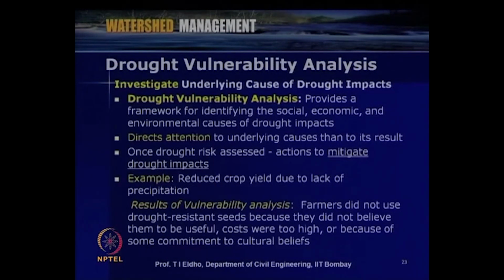Once drought risk is assessed, we can look at action to mitigate the drought impacts. For example, reduced crop yield due to lack of precipitation. Then the results of the vulnerability analysis may show that the farmers did not use drought resistant seeds because they did not believe them to be useful, or costs were too high, or because of some commitment to cultural beliefs. So, we have to identify the causes, and then see what the vulnerability is as far as the drought is concerned, and then come up with the mitigation measures. That way the drought impact assessment is very important.